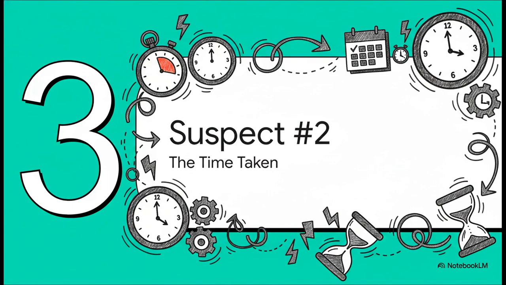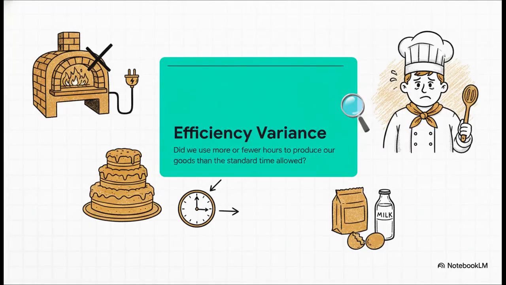Okay, so we've looked at the price, but what if the price was fine? We have to look at our second suspect, which is all about time. It has nothing to do with the cost per hour, but everything to do with how many hours we used. And this, my friends, is the efficiency variance. Let's go back to our bakery.